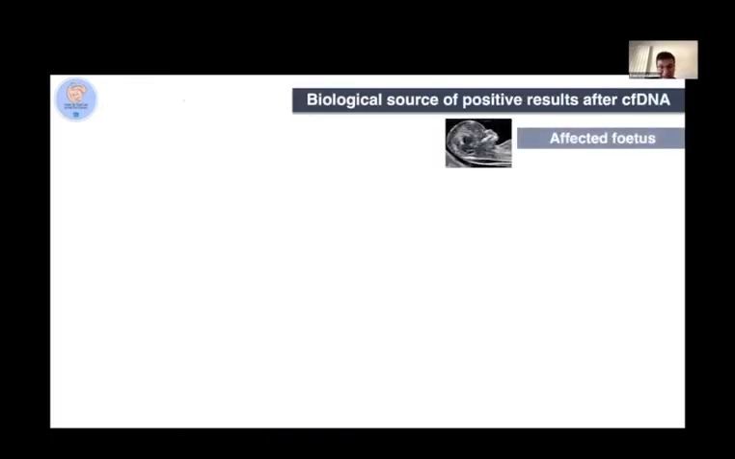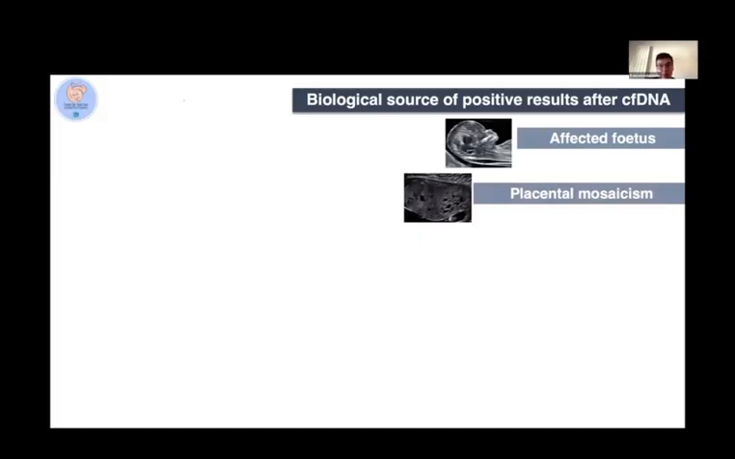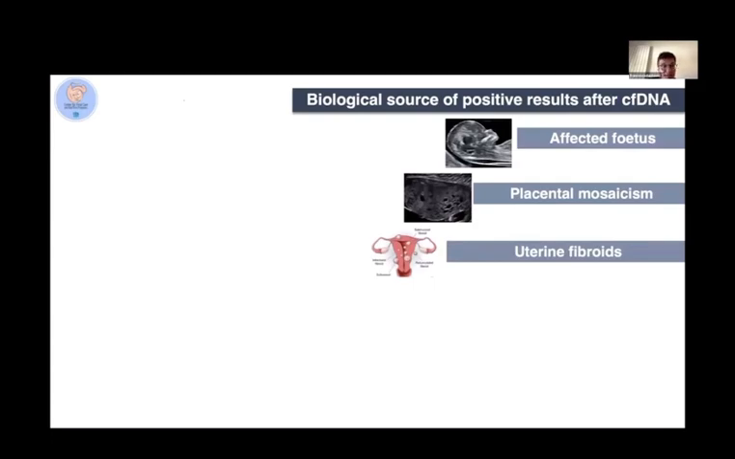And false positive results, of course, I'm not a geneticist, but I will try to make things simple. It might be from the affected fetus, so the fetus might actually be affected. It might be due to placental mosaicism, which means, of course, that the genetic anomaly might be hidden in some cell from the placenta. We might have these abnormal cfDNA results coming from maternal conditions such as uterine fibroids. There is a reported association between big fibroids and positive results at cfDNA analysis.